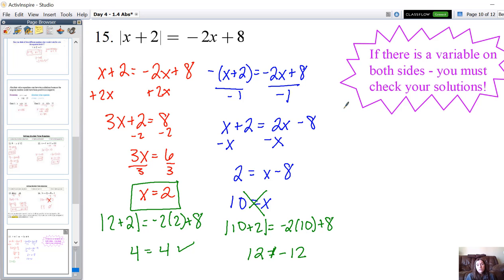We have to solve both of these equations because sometimes we'll have both answers, but sometimes we'll only have one. So we're going to plug those back in and make sure that they both work.